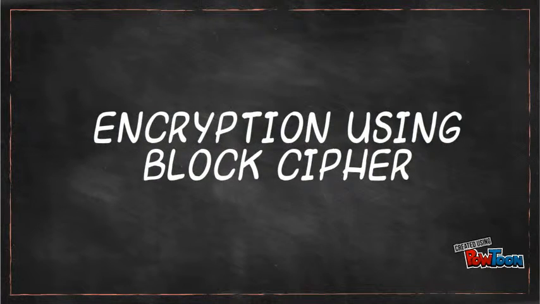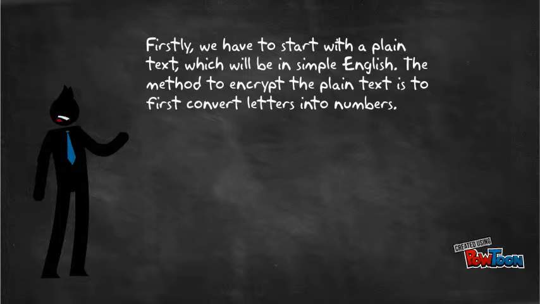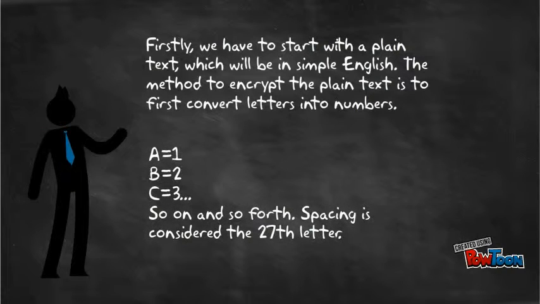Following this, we'll be showing you an example of how the block cipher works. Firstly, we'll have to start with a plain text, which will be in simple English. The method to encrypt the plain text is simply to convert the letters into numbers: A being 1, B being 2, C being 3, and so on and so forth. Spacing will be considered as the 27th letter.